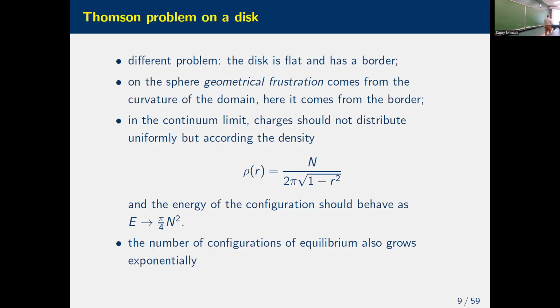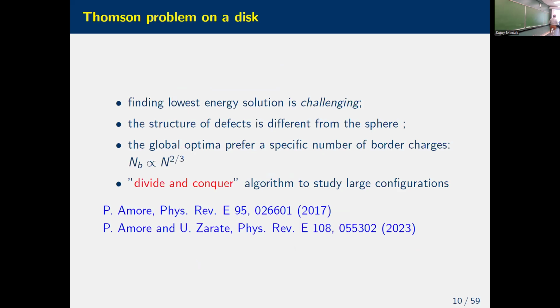The number of configurations also in this case is exponentially large. The difference with the previous example is that in the previous example you don't have a border, and now there is a border. So it's challenging. The border makes the problem challenging because you can imagine that the real ground state, the real global minimum of the problem, prefers a certain number of border charges. And with some qualitative estimate, you can find out that the number of border charges scales like N to the 2/3.